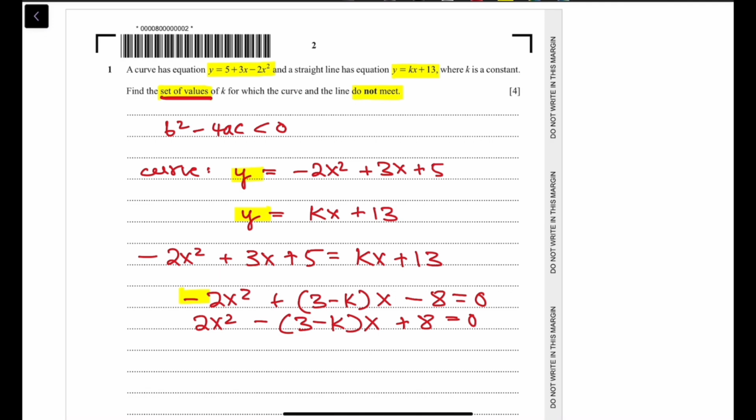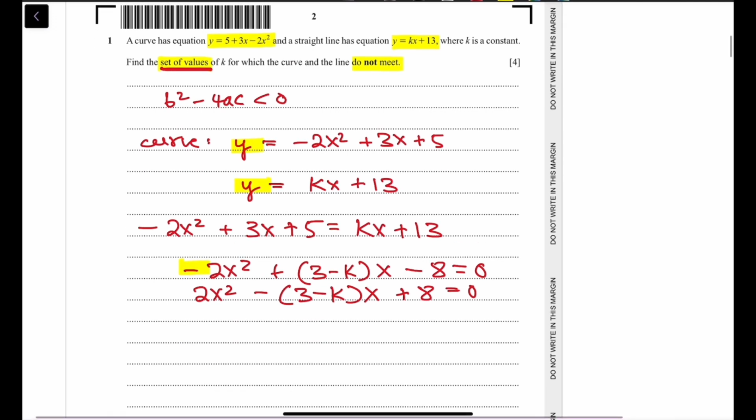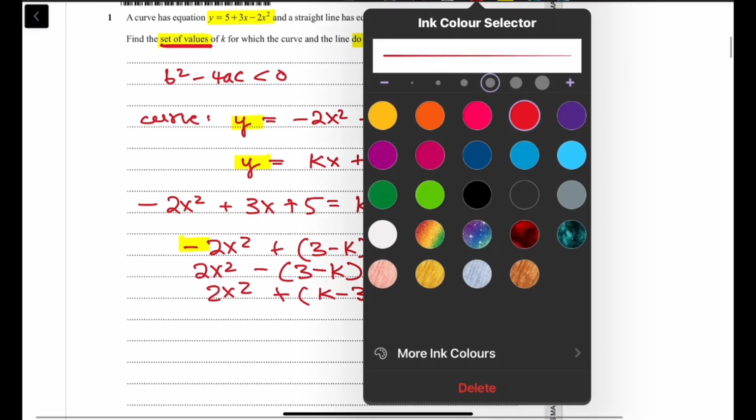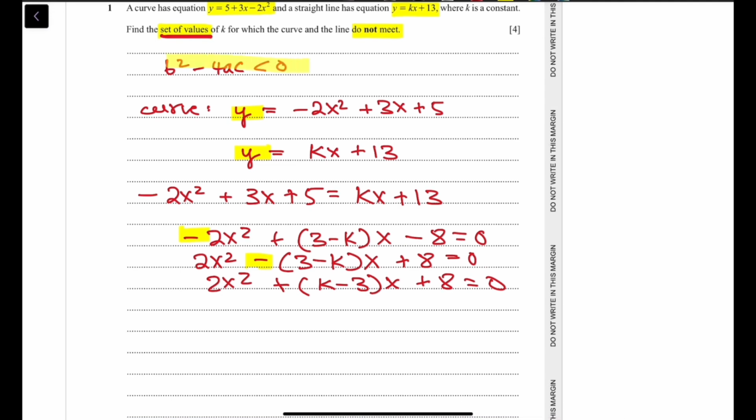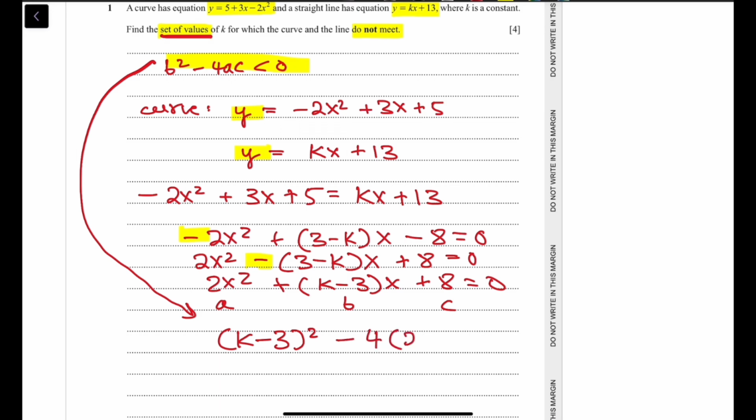And then we have basically 2x squared plus k minus 3x plus 8 if we multiply the bracket by minus 1, because there's a negative sign right here. And now we can use our b squared minus 4ac is less than 0. So our a is 2, k minus 3 is b, and 8 is c. So it's actually k minus 3 squared minus 4 times 2 times 8 is less than 0.